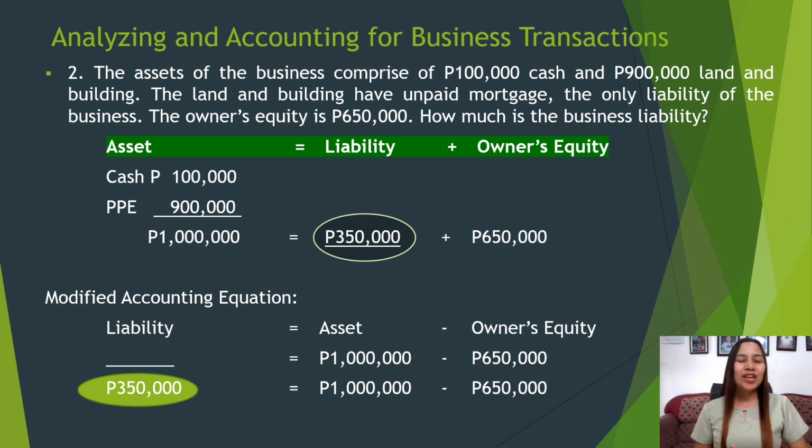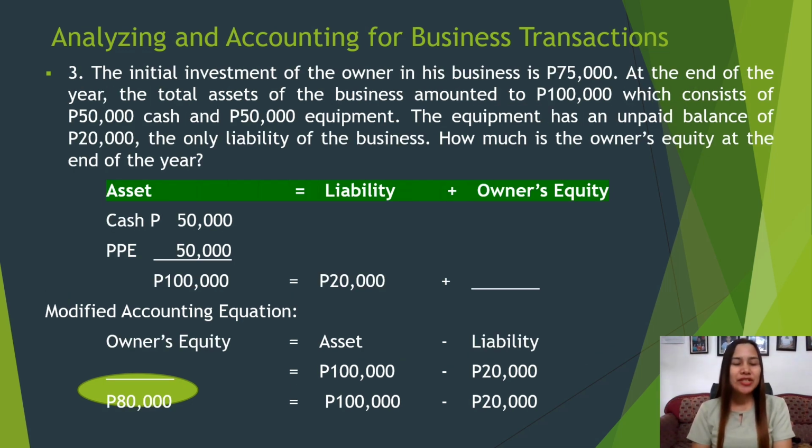So that's it. We now maintain the accounting equation, asset is equal to liabilities plus owner's equity. Through using the modified accounting equation, liability is equal to asset less owner's equity, we're able to compute for the amount of liability, 350,000.